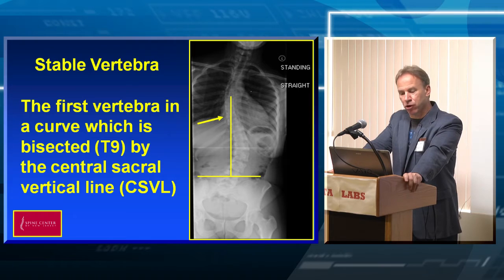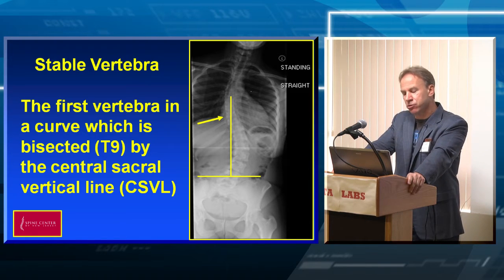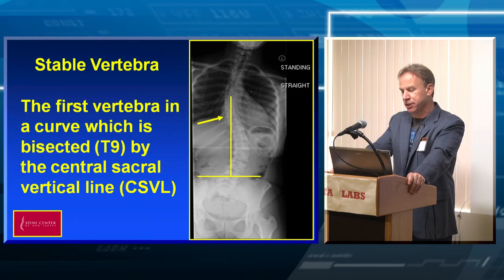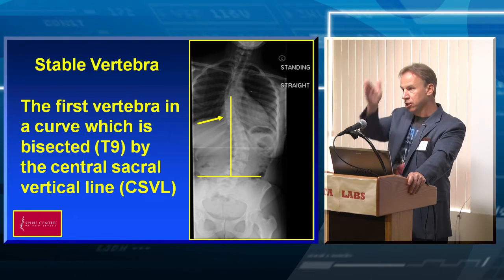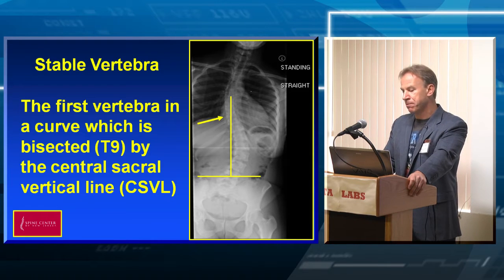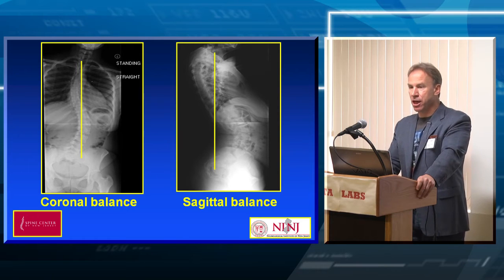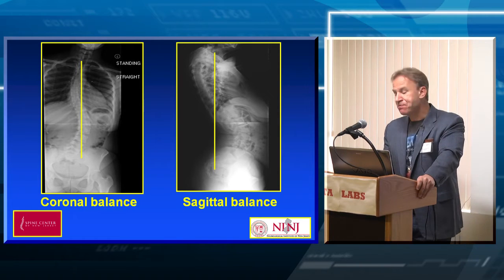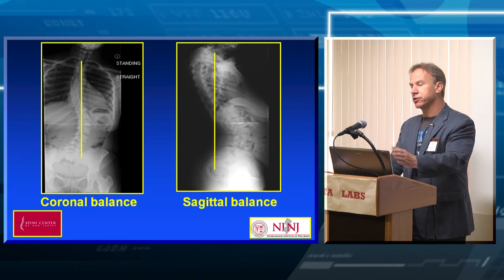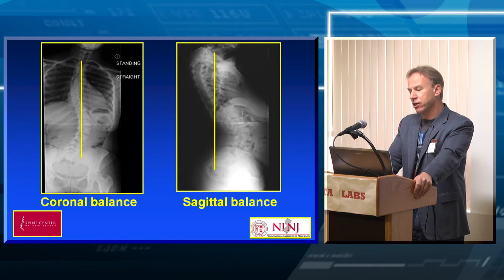Same thing with the stable vertebra. That will be the first vertebra in a curve that's bisected by the central sacral vertical line. This is an example. Draw a line across the iliac, drop a perpendicular from the central part of the sacrum, and see where it crosses the spine. It's an example here of coronal balance on the slide on my left. And you can see the patient is coronally imbalanced to the left-hand side. And then sagittal balance, again, dropping down from C7, and this would be an example of a negative sagittal balance.